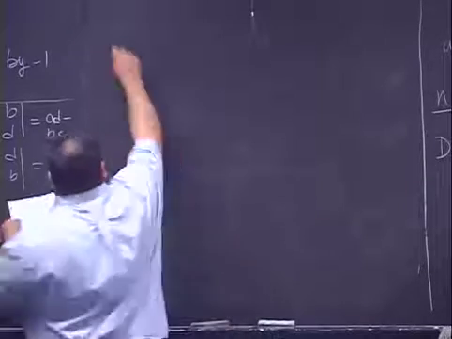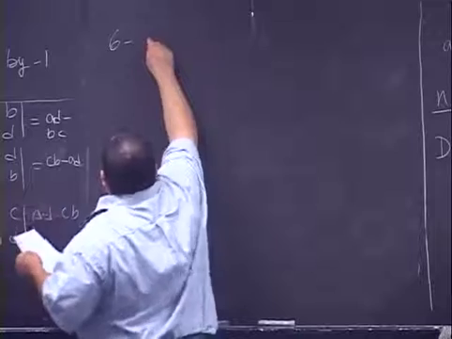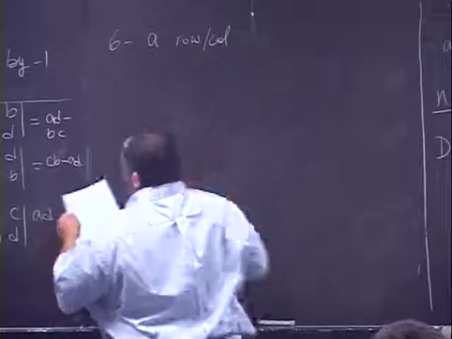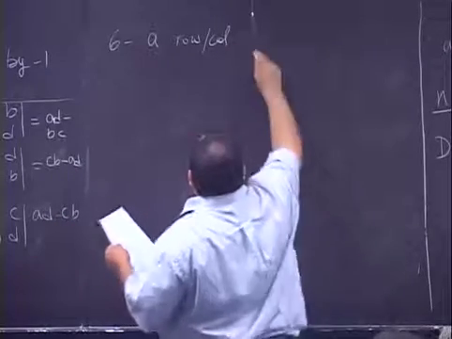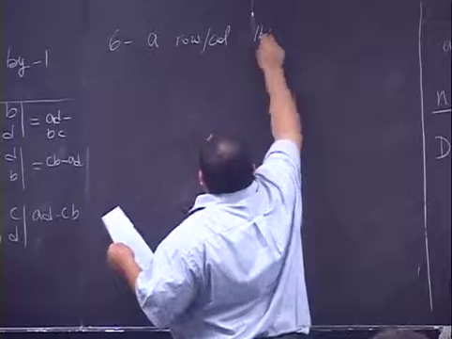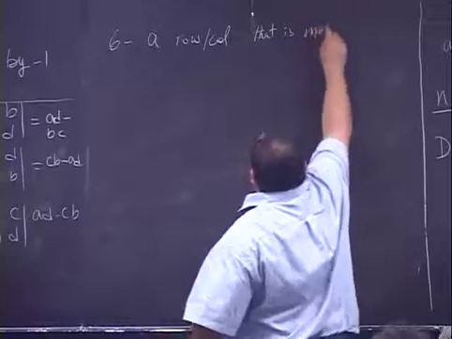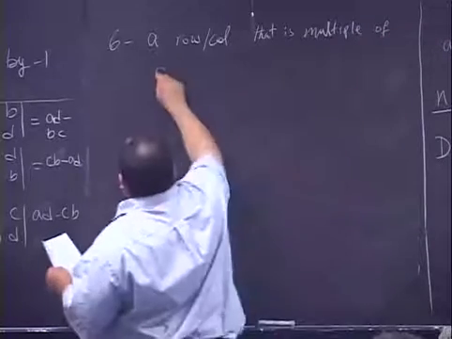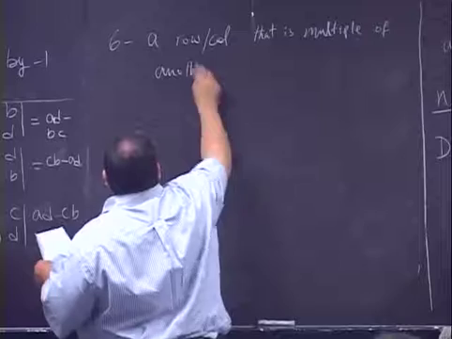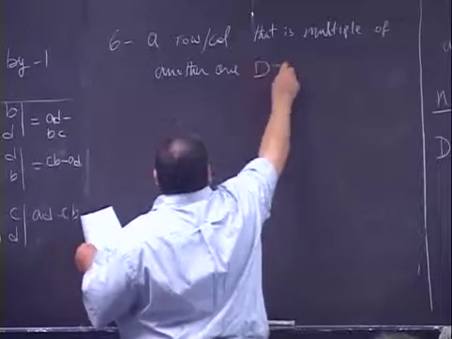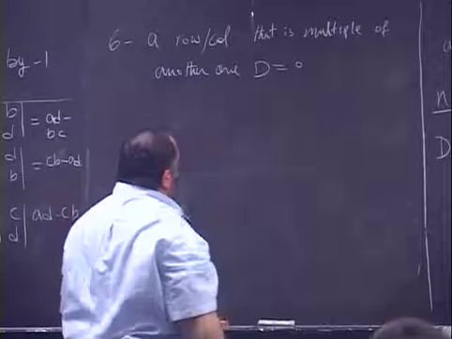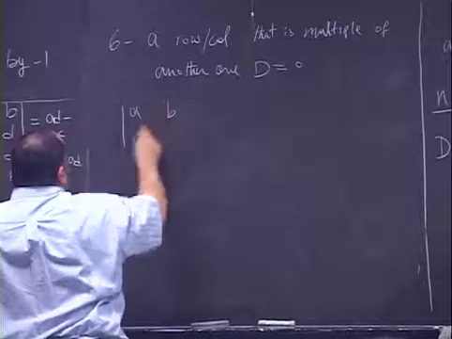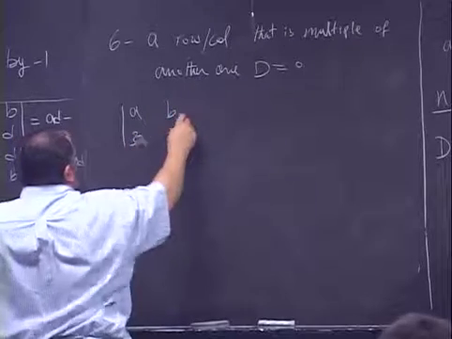So if you have a row or column that's a multiple of another row or column, the determinant also is equal to 0. So again, let's assume that this is A, B and this is 3A, 3B.